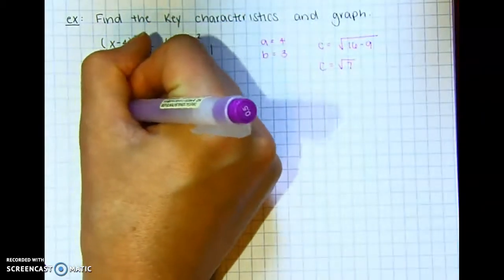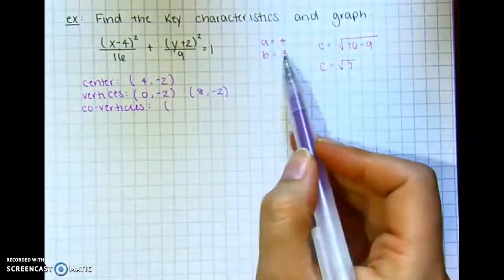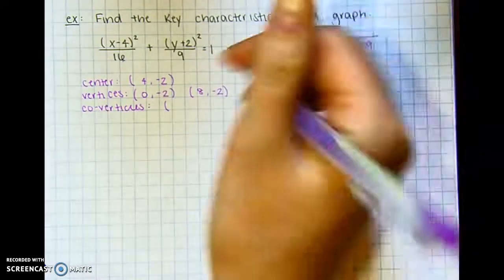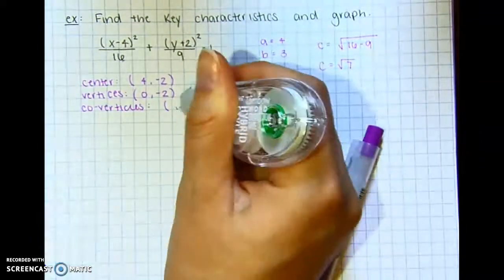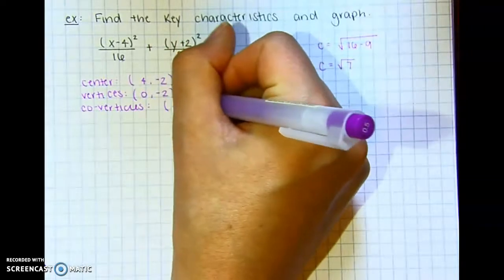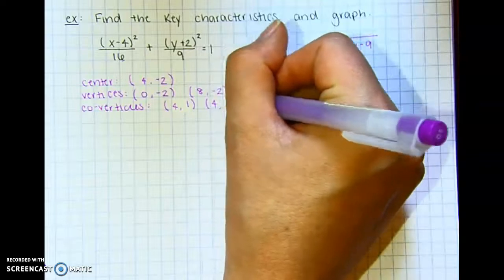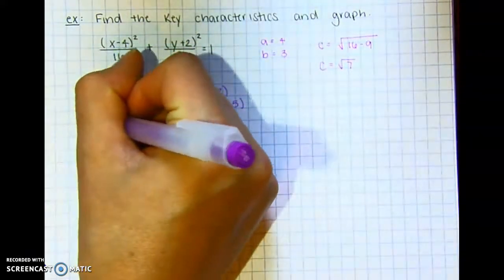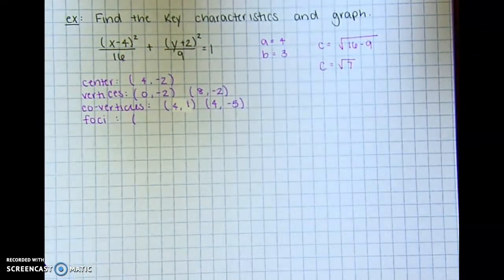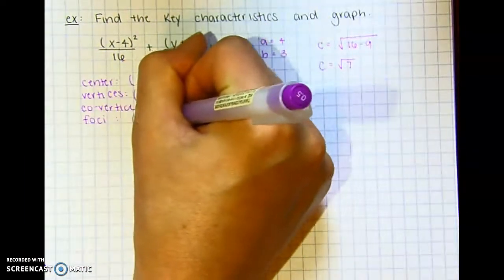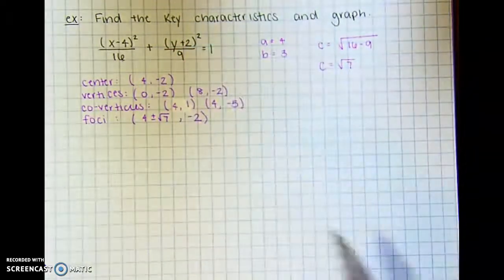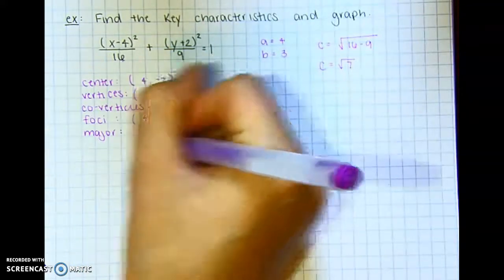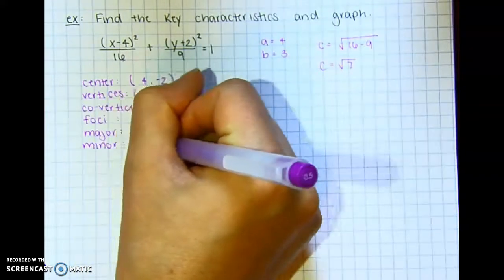My co-vertices are going to be this vertical distance. So it's going to be 3 up from the center and 3 below. So that's going to be 4, comma 1. And then going down, 4, comma negative 5. Okay, so that's from the center, down 3, center, up 3. Okay, so then we need foci, which is going to be 4 plus or minus the square root of 7, comma negative 2, because it's going to be on that major axis. My major axis is going to be y equals negative 2. Minor axis is at x equals 4.